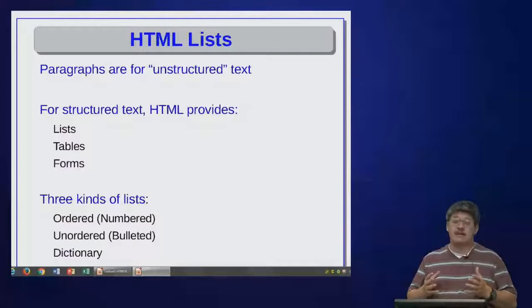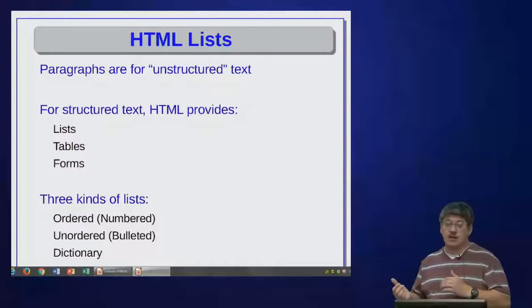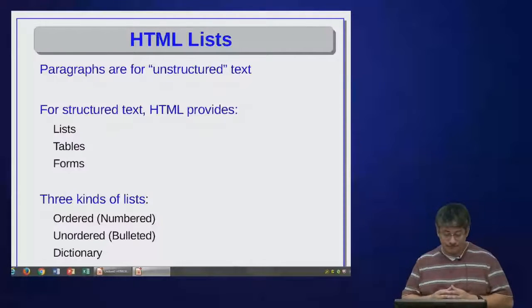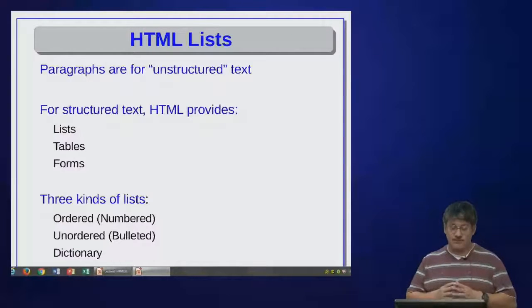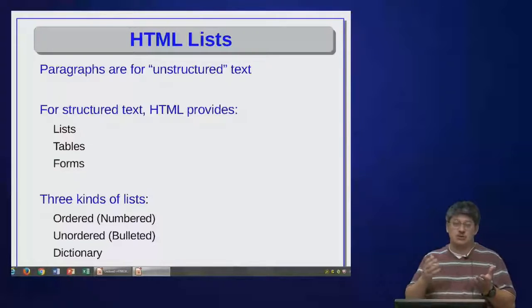I could also have data that's organized into a table. It's in row and column form. Or I could have forms that I want to fill out and submit information to the server using. We're not going to talk about forms today. We're going to talk about that later when we talk about server-side processing and what to do with the form. But today we're going to talk about lists and tables. There are actually three kinds of lists in HTML. There's an ordered list, or what's displayed as a numbered list. There's an unordered or bulleted list. And finally, there's a list called a dictionary list that's used to match definitions to terms.